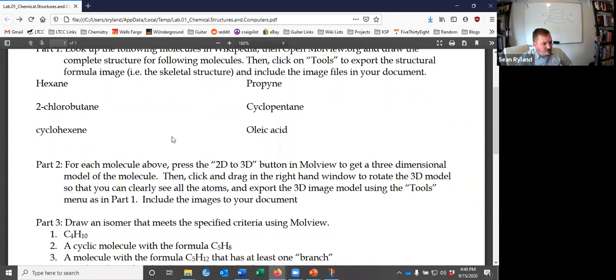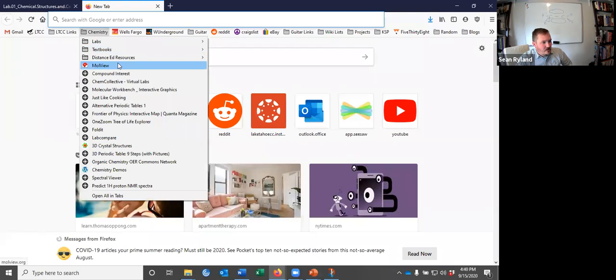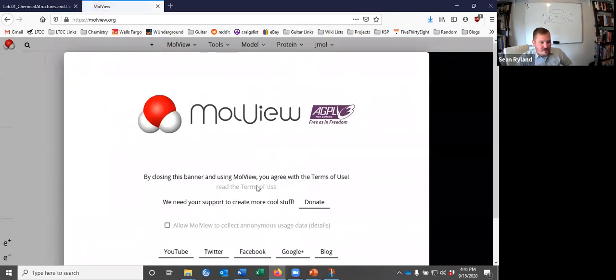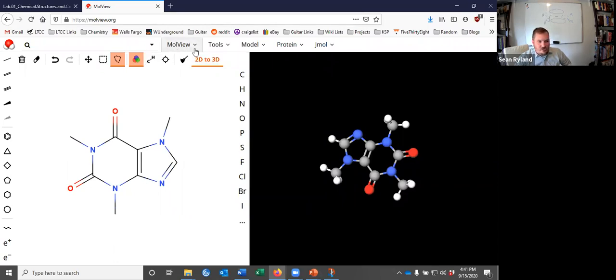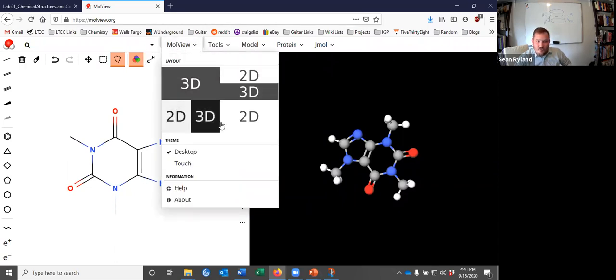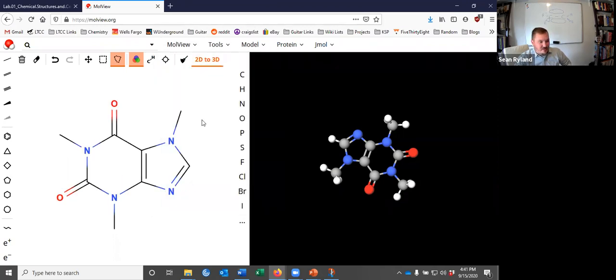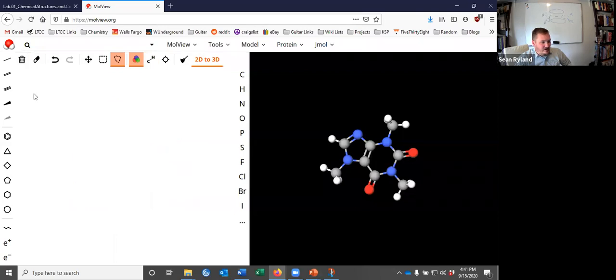Although you can also, once you get them drawn, if you want to see what it looks like in 3D, all you have to do is hit this 2D to 3D button. So if I'm drawing structures to show you guys stuff, the first thing I will usually do is get rid of the 3D window, because I'm going to mostly draw things in 2D. But if you want to see it in 3D, leave it like that. And then when you clear everything out, draw your structure.